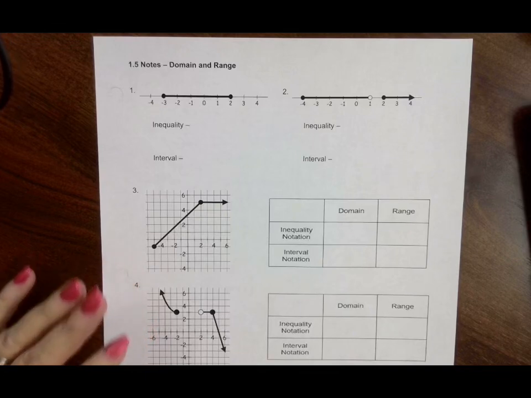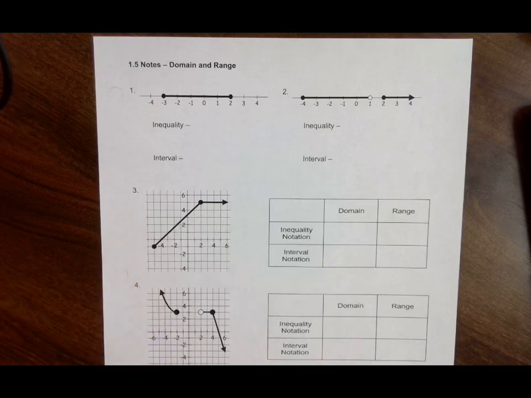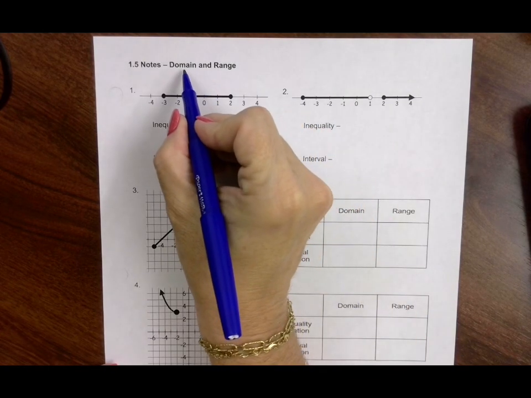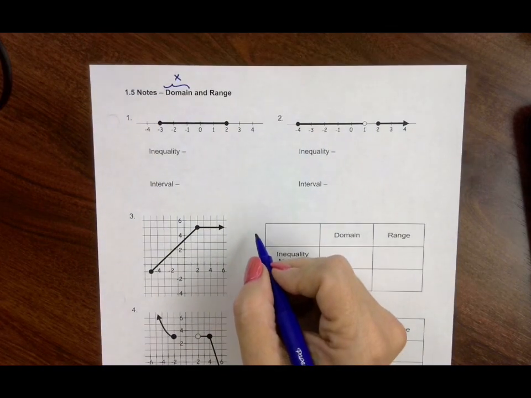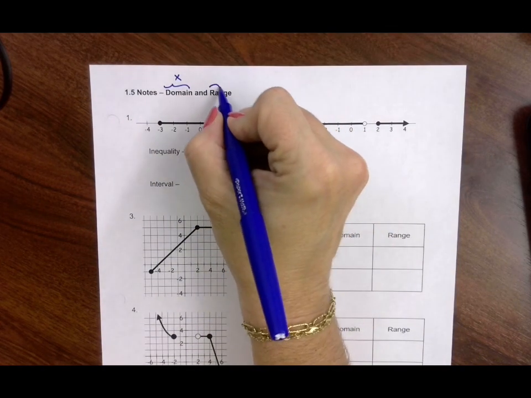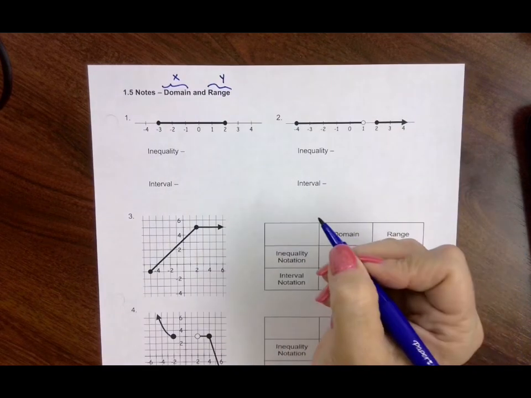All right, y'all, another new concept, and we're going to talk about domain and range, and we're going to talk about this two different ways. So what I want you to think about is your domain is always going to be in respect to your x-axis, and your range is always going to be in respect to your y-axis.